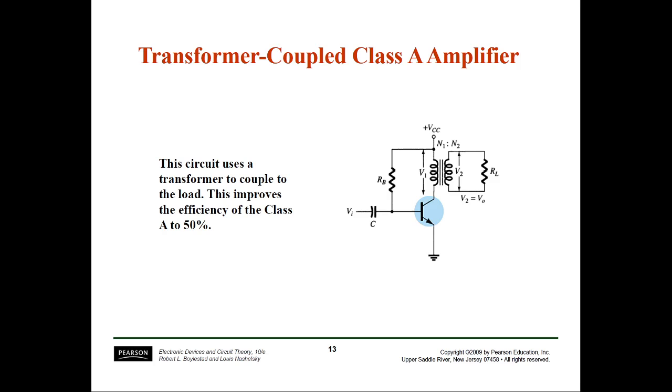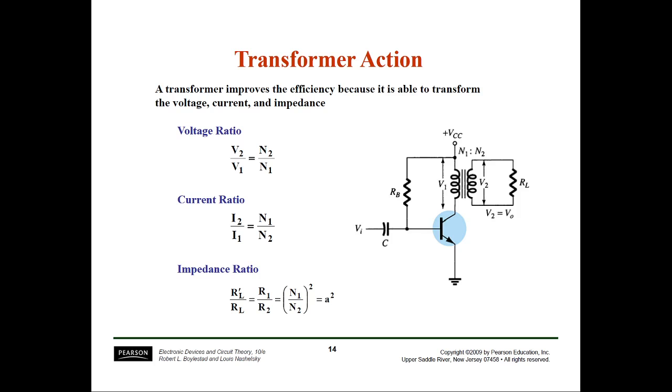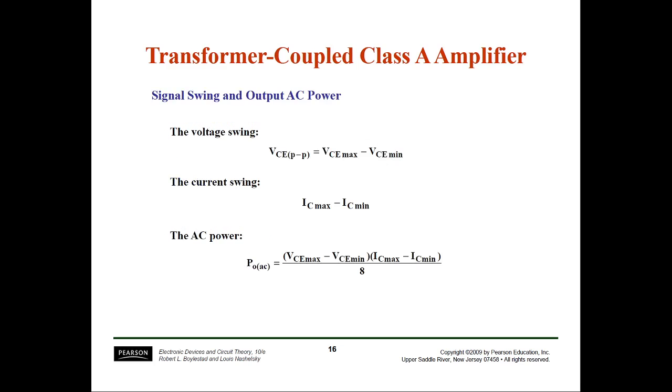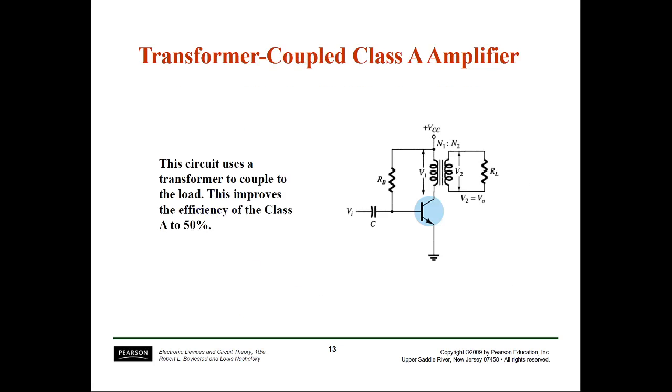The second case is the transformer coupled amplifier. In this case, we are using a transformer in the output stage. The voltage on one side is V1 and on the other is V2, and N1 and N2 are the turns. V2 is nothing but my output voltage VO, and RL is connected across the secondary winding of the transformer.